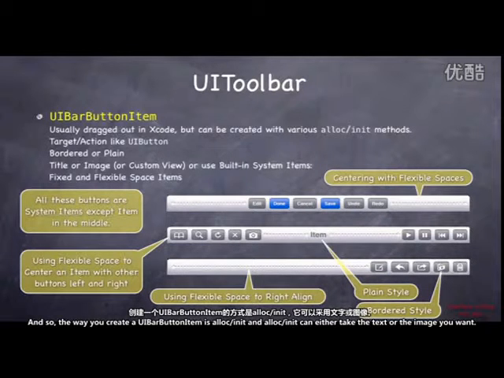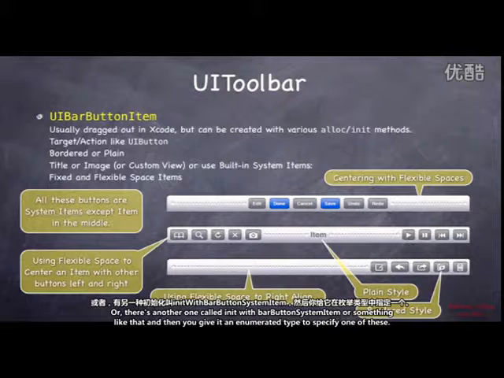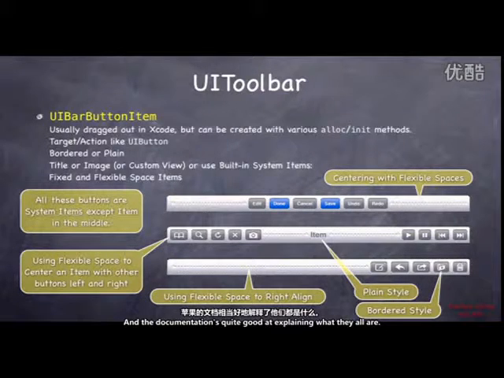And so the way you create a UIBarButtonItem is alloc init, and the init can either take the text or the image you want, or there's another one called init with bar button system item or something like that, and then you give it an enumerated type to specify one of these. And the documentation is quite good at explaining what they all are. I think these images are even embedded in the documentation.